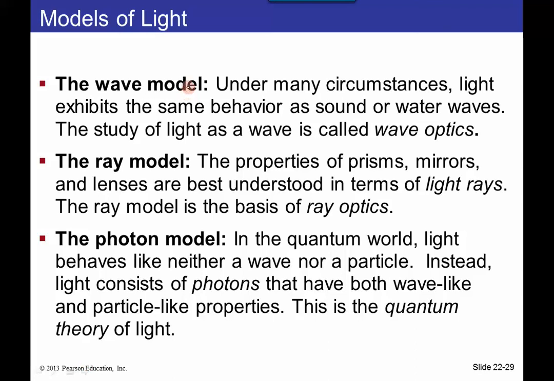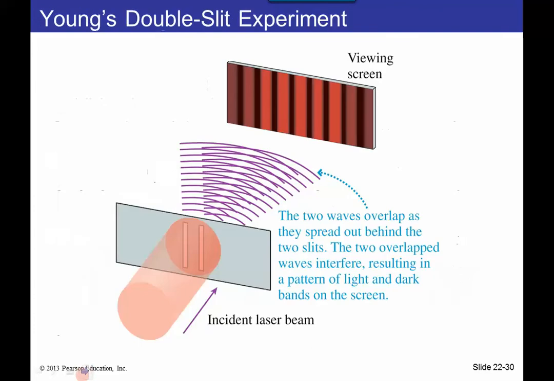In this week and the next one, we are going to concentrate on the wave model and the ray model of light. So let's start by looking at Young's double slit experiment. In there we have light going through two apertures. After light goes through the two apertures, you're going to have these two waves spreading, and then what you're going to see on the screen here is this diffraction pattern.